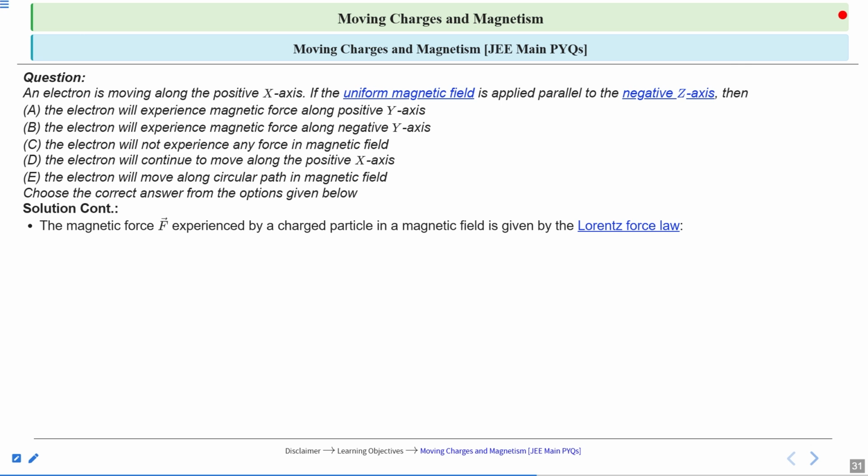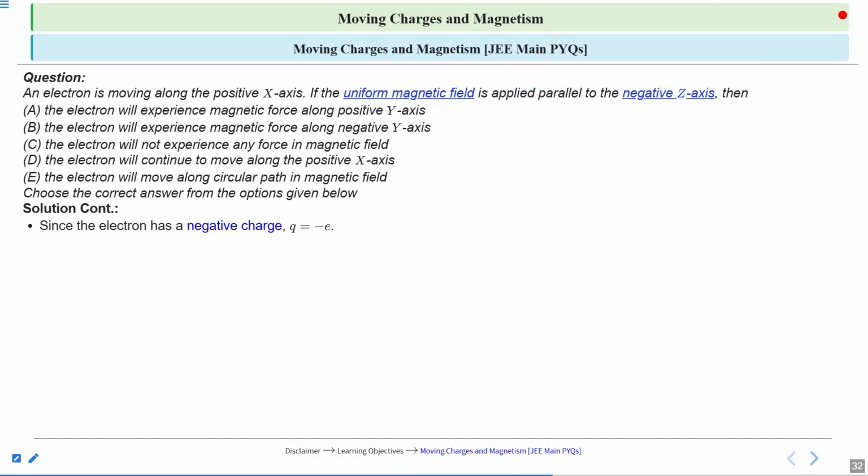The magnetic force F experienced by a charged particle in a magnetic field is given by the Lorentz force, which is F vector equal to Q V cross B. So the magnetic force experienced by a charged particle is given by the Lorentz force law, F equal to Q V cross B. Also there is a QE term in the formula, but there is no electric field, so this part of the formula can be neglected. So F equal to Q V cross B.